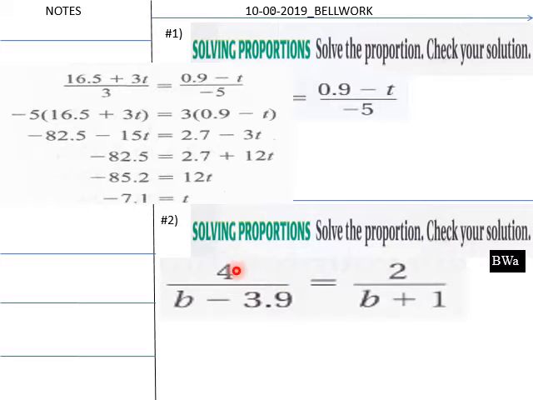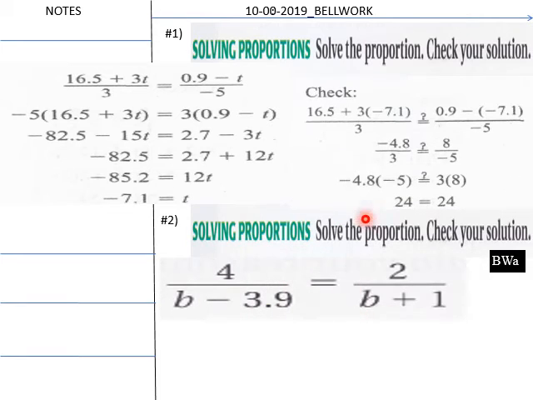And then down here for number 2, 4 over (b minus 3.9) equals 2 over (b plus 1). Oh, here's the check, I'm sorry. So we do plug in, and sure enough, it comes out to 24 equals 24. Negative and then negative, and then we cross multiply again to check to come up with our check. So okay, there we go.